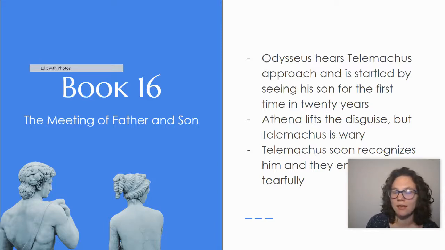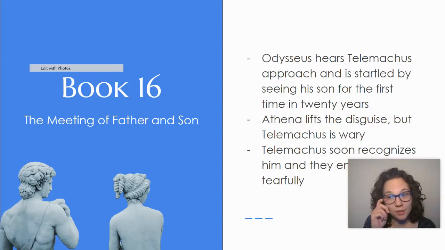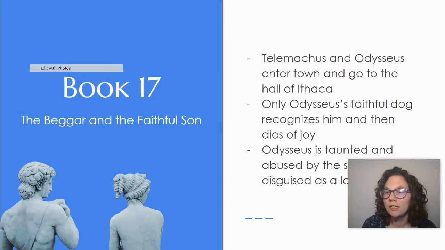And they basically would have cried all night, Homer says, if they didn't have business to attend to and suitors to slaughter. So it's a very emotional moment between father and son, and a very open emotional expression of the joy at seeing each other again. So Telemachus and Odysseus and the swineherd are now all aware of what's going on. Odysseus is going to plan some kind of takeover of his home.